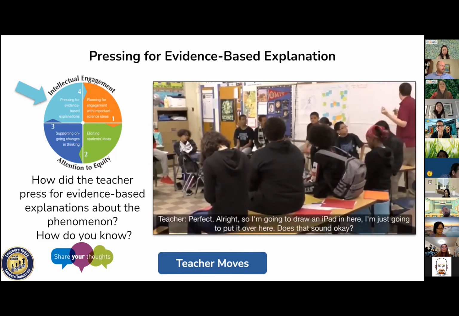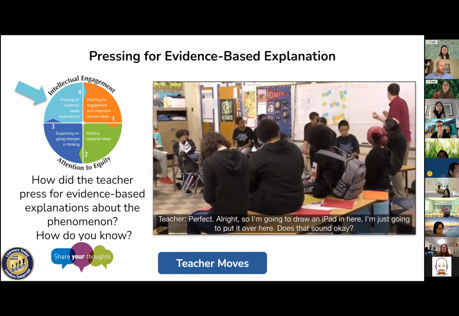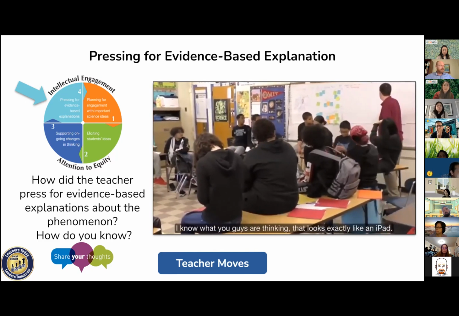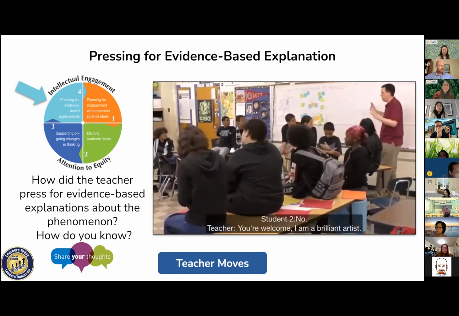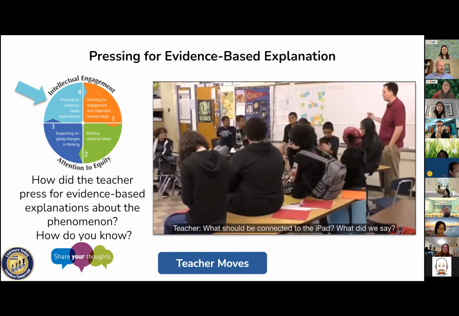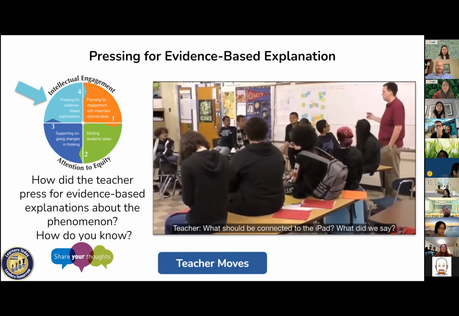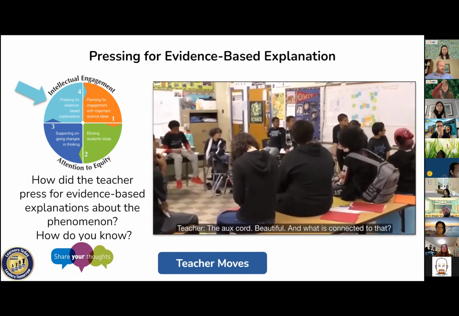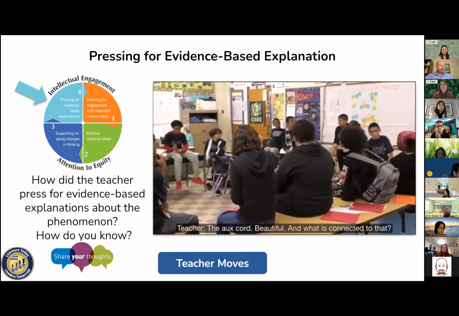Perfect. All right. So I'm going to draw an iPad in here. I'm just going to put it over here. Does that sound okay? I know what you guys are thinking: that looks exactly like an iPad. No. You're welcome. I'm brilliant. What should be connected to the iPad? What do we say? The aux cord. The aux cord. Beautiful. And what's connected to that?